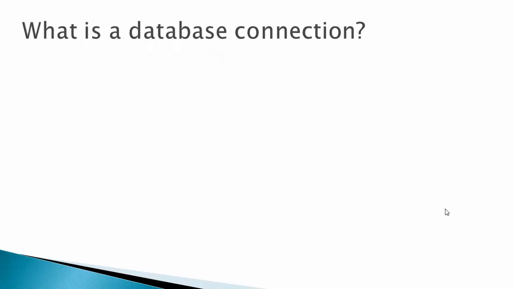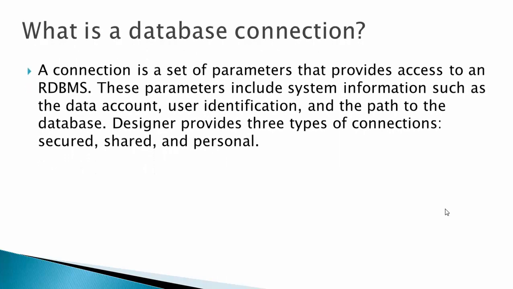The next and the last question from this session is, what is a database connection? A database connection is a set of parameters that provides access to an RDBMS. These parameters include system information such as data account, user identification, and the path to the database. Designer provides three types of connection: secure, shared, and personal.